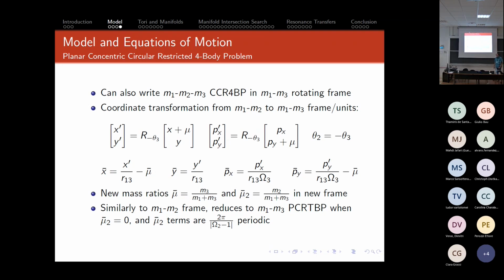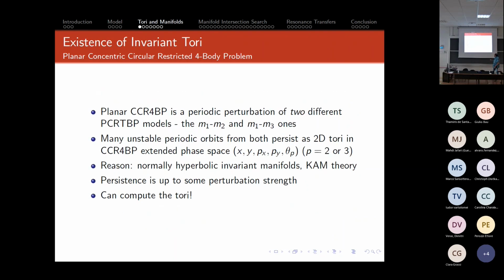You can transition the coordinate frame from the M1, M2 rotating frame to the M1, M3 rotating frame. And in this case, again, if mu2, the mass of M2, equals 0, then you would get the M1, M3 planar circular restricted three-body problem, which is again periodic with that period of time.